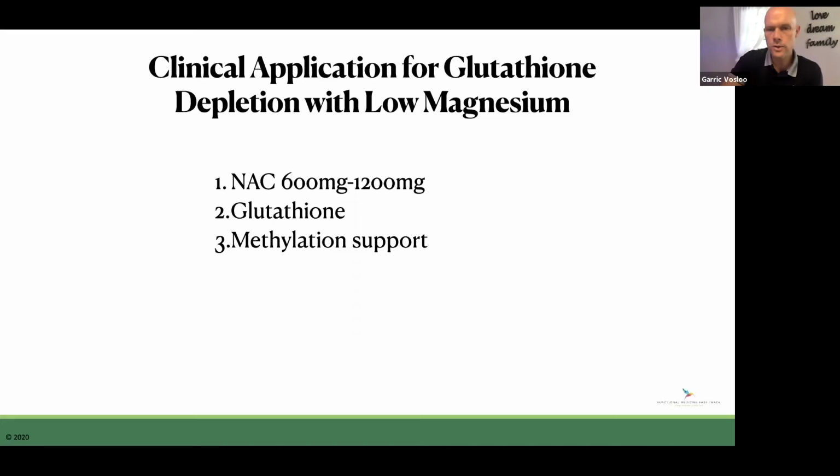Clearly, we need to do some methylation support so that we're not just plugging in glutathione and NAC, we're actually supporting the whole methylation process. Then we can start to add in some magnesium glycinate and, again, amino acids as precursors. So again, this is super simplified, but this would be the direct clinical application when we do see this depletion pattern.